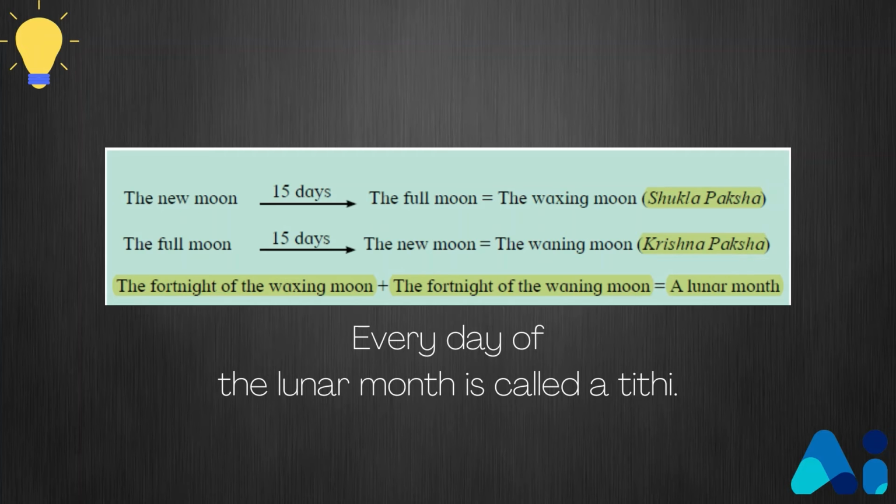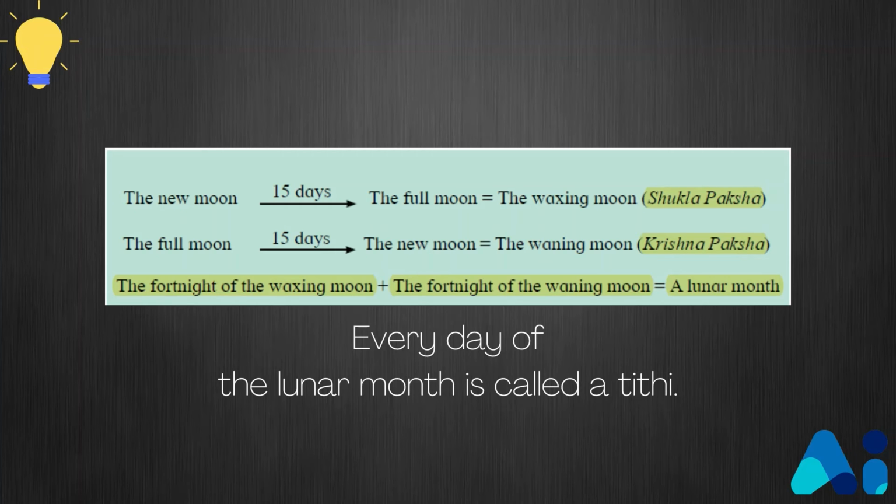Also known as Krishna Paksha. And these two fortnights, if you count them together, the fortnight of the waxing moon and the fortnight of the waning moon, that's one lunar month. And every day of this lunar month is called Tithi. So the new terms we learned are Tithi, Shukla Paksha, and Krishna Paksha. Okay. So one is the waxing moon, the other is the waning moon.